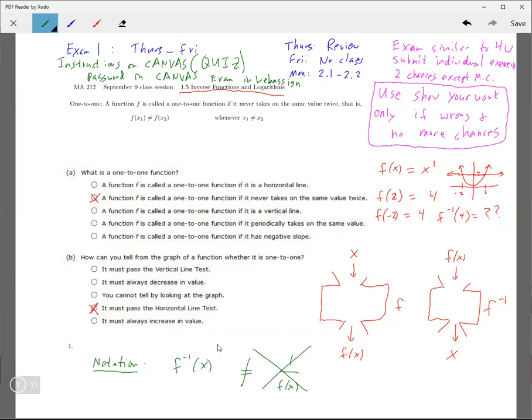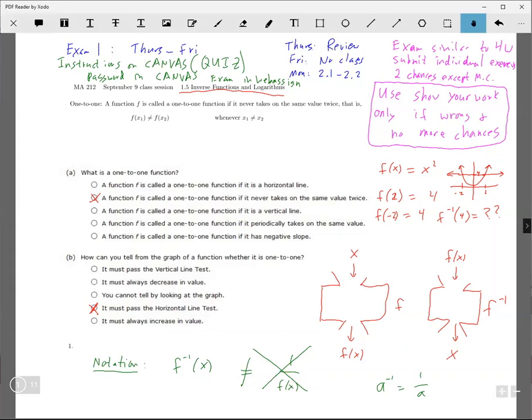Usually, if you have a to the -1, well, that's 1 over a, right? So this is a little bit confusing, admittedly, the notation, but this is referring to the inverse of the function. Okay, so let's go on to some more examples.